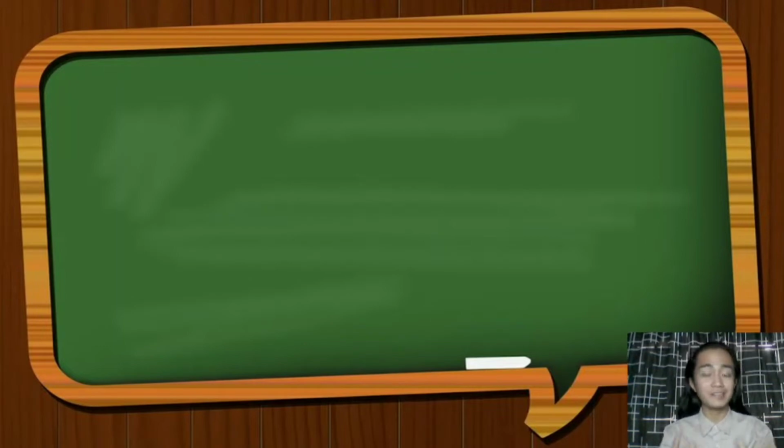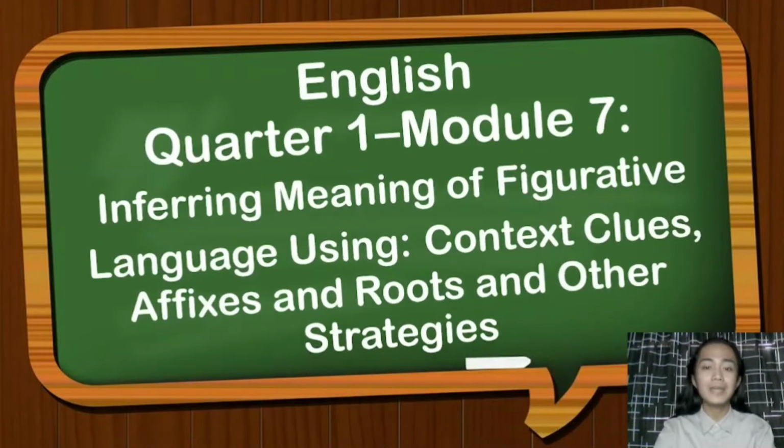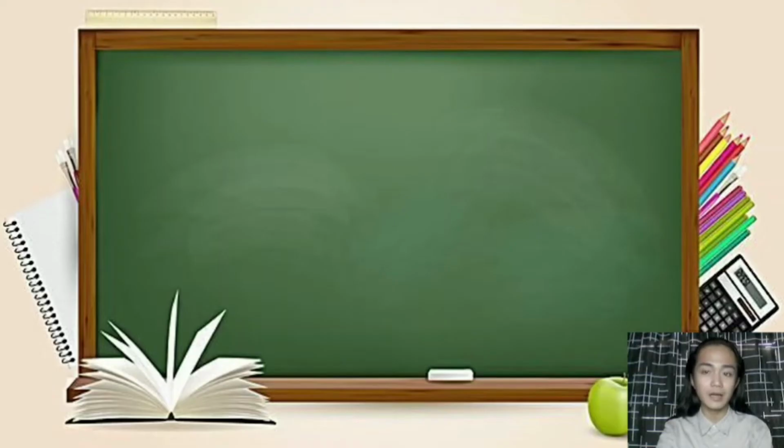Okay, so for today's video, we will have another discussion or another lesson in English. Okay, so I am hoping that you will finish this video for you to really understand what our topic for today is all about. Okay, so our topic is English Quarter 1, Module 7, Inferring Meaning of Figurative Language using Context Clues, Affixes, and Roots, and other strategies. Okay, that will be our topic.